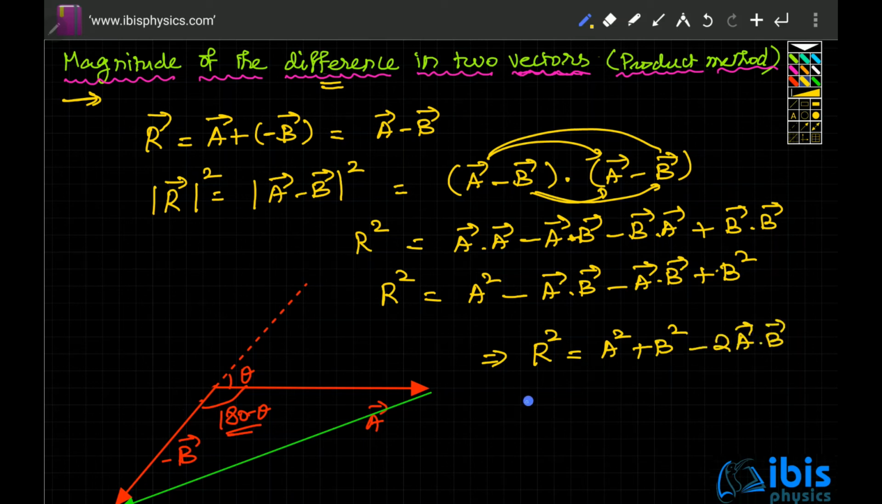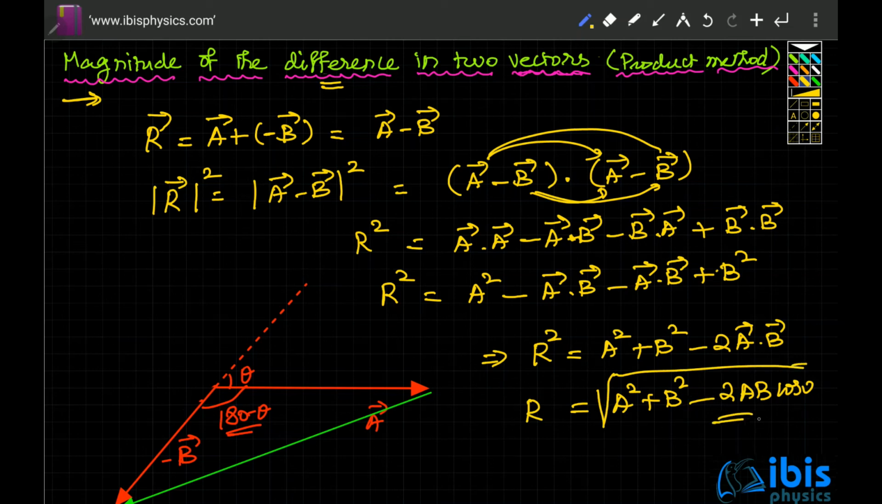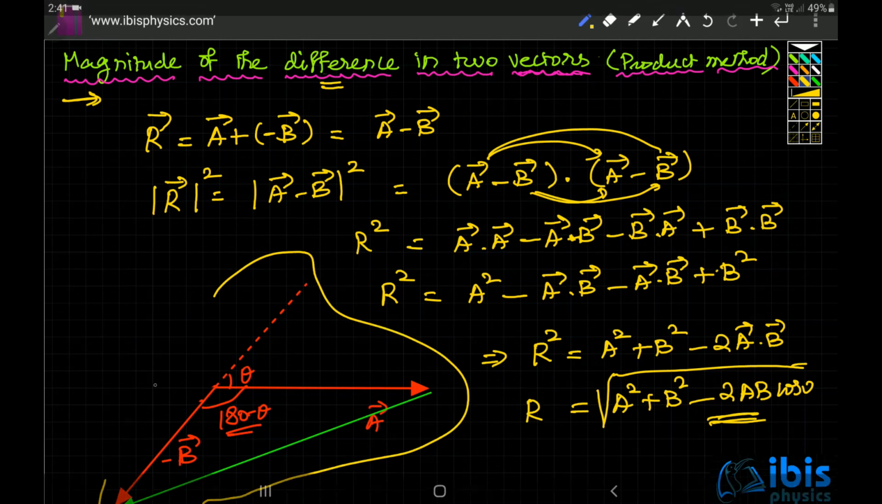We know that A dot B is AB cos theta, so 2 times AB cos theta. Now all are magnitudes. So R square is this much. So R is the square root of A square plus B square minus 2AB cos theta. Even if you use the vector parallelogram law, we will end up with this result, but without getting into the geometrical difficulty, we can easily find the magnitude using this.